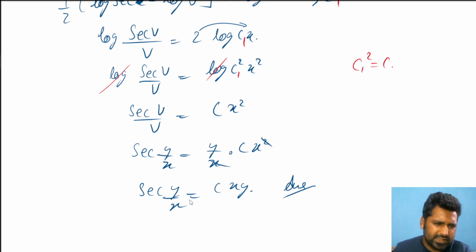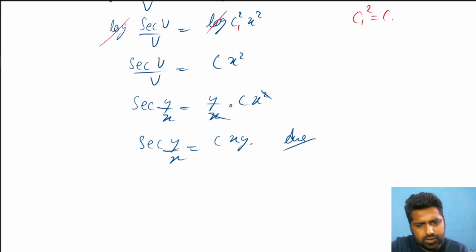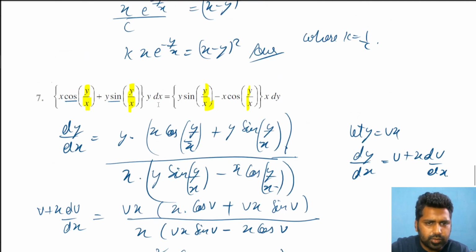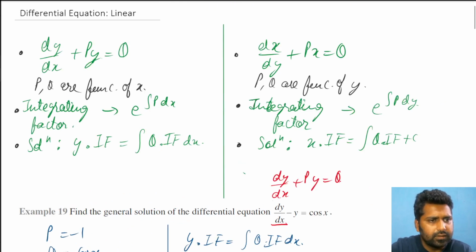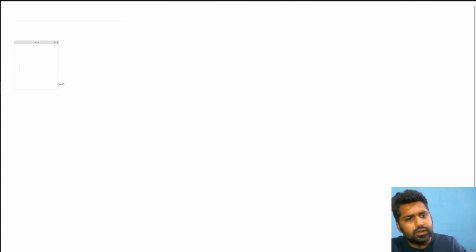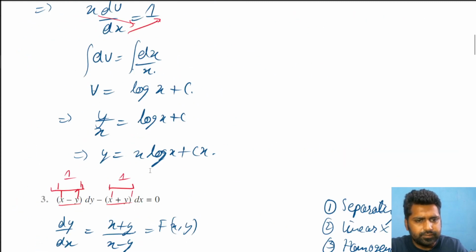You can generate this in cos also if you want, it won't make much of a difference. Sec is 1 by cos, you can do that. So the moment you see y by x in the question, you should know it's a homogeneous question where you have to do the substitution y equal to vx. And now the other part of the question.